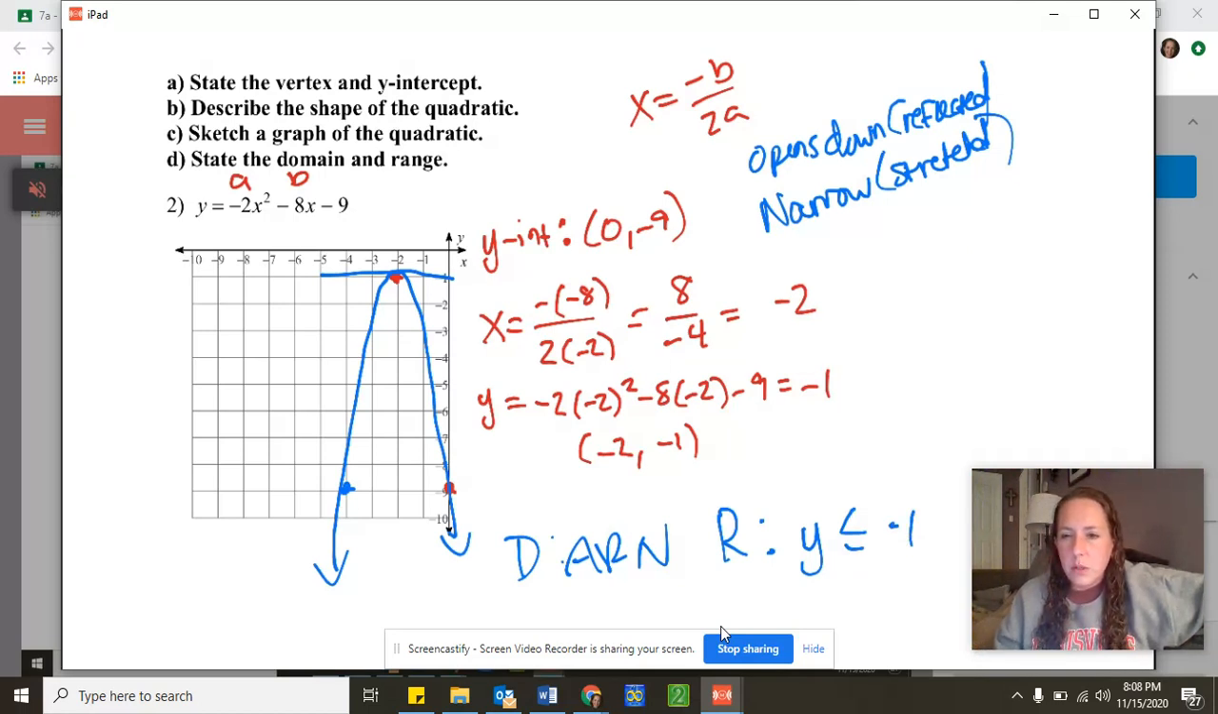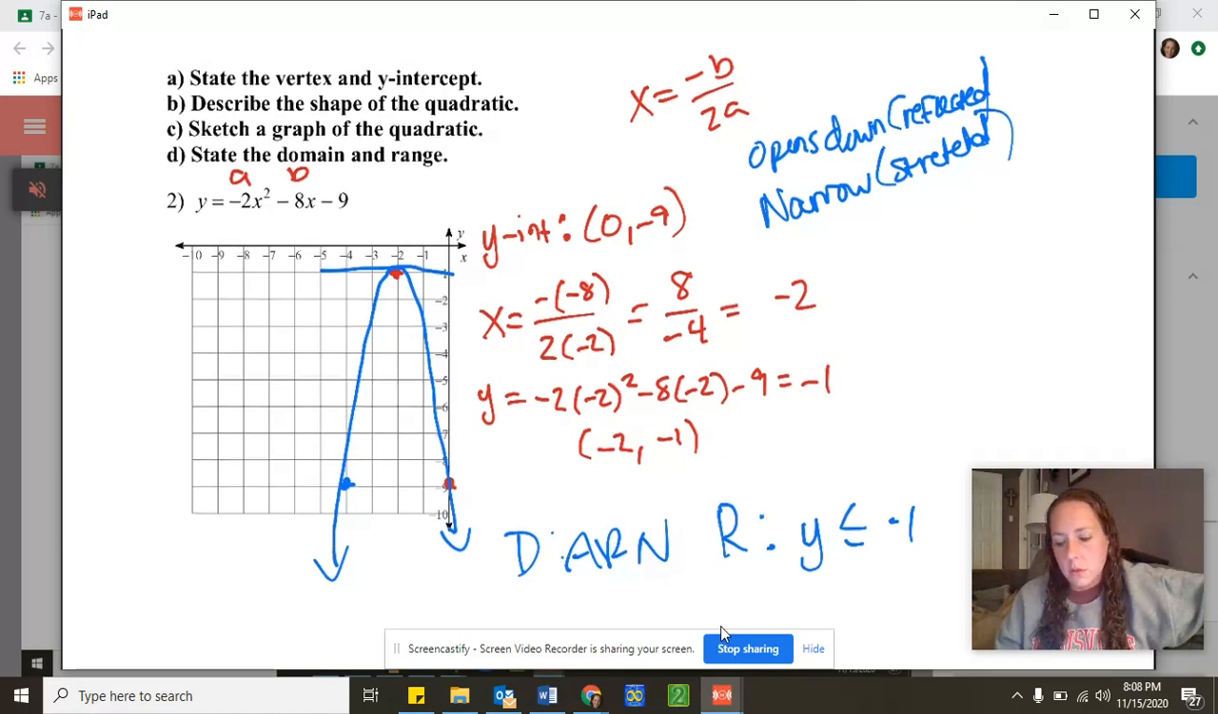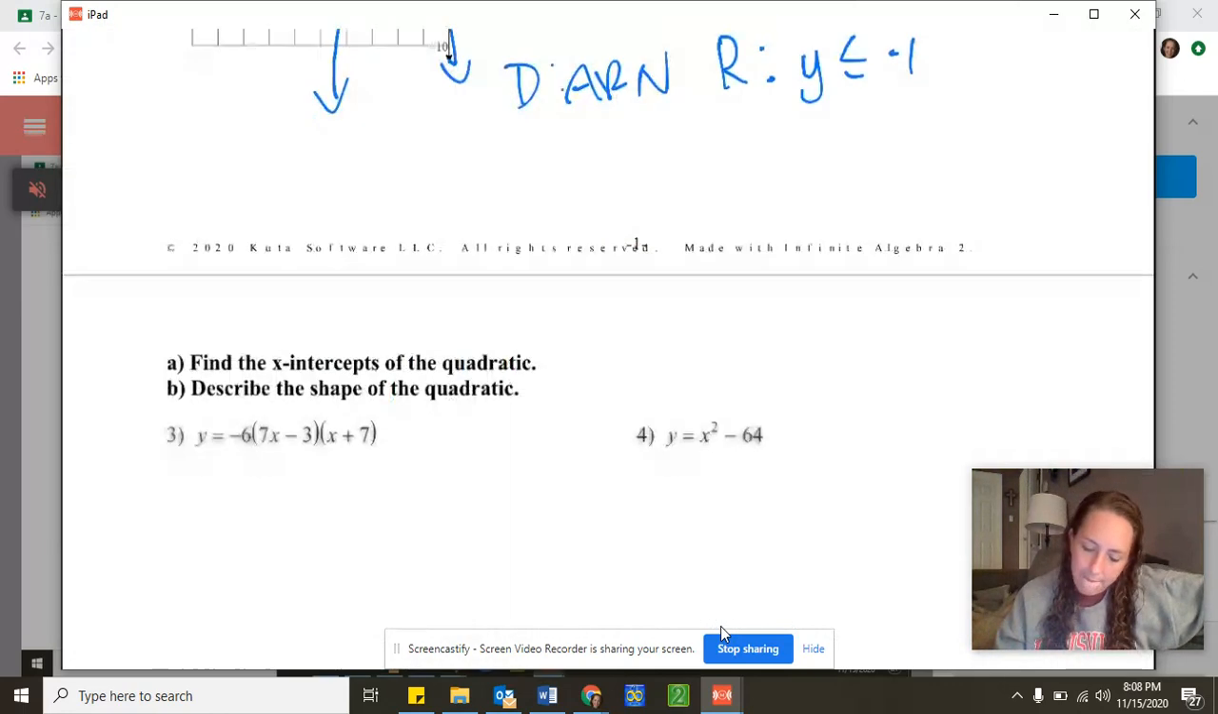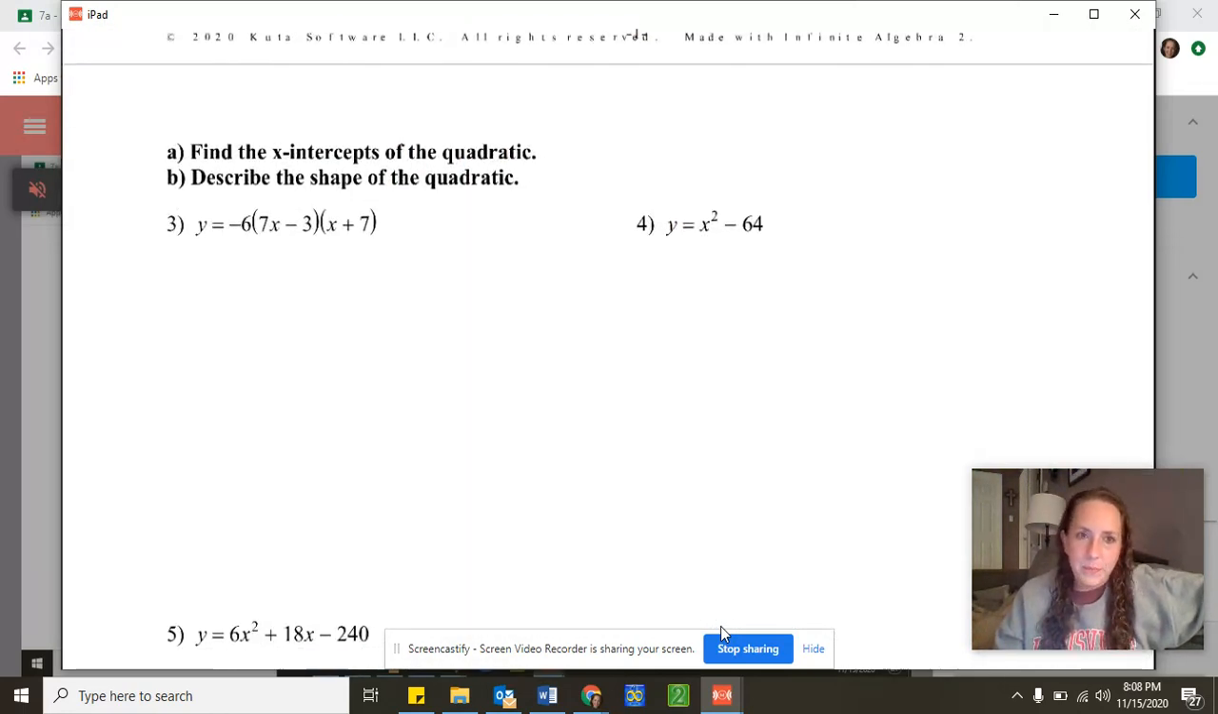So hopefully we're doing good with domain and range. Hopefully we're doing good with standard form, vertex, graphing, all that stuff. Look at all the stuff you guys know about quadratics. You guys are awesome. Okay. X-intercepts and describing the shape.